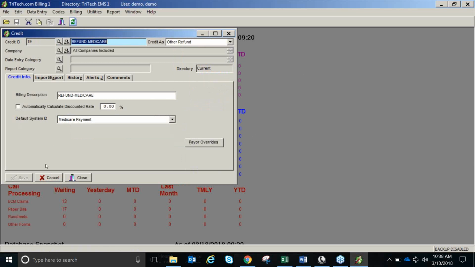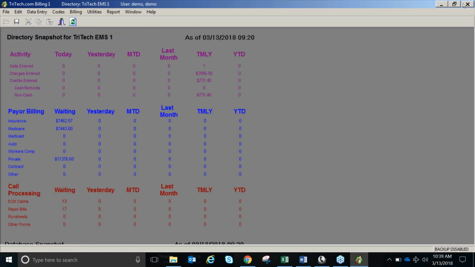So our credit codes have lots of information that are tied to them. The default system ID and the credit as are very important that we are using them correctly. We've had lots of questions about those, and hopefully I have been able to explain them. And now, if I have any questions, this would be a good time for you to ask them, please.